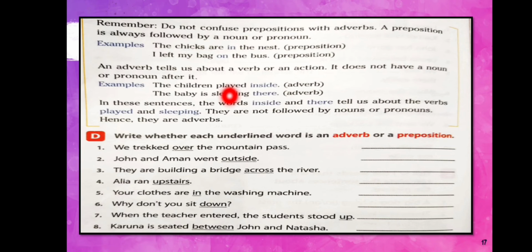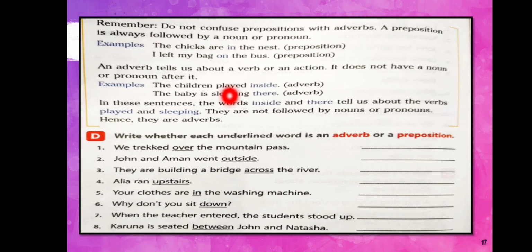So dear children, we are going to do the next section of this chapter, that is how to identify an adverb and a preposition. We have already learned what is an adverb, right? An adverb adds meaning to a verb or an adjective or another adverb in a sentence. But a preposition is showing the relationship between a noun or pronoun with other things in the sentences. Now let's see how to identify these two.